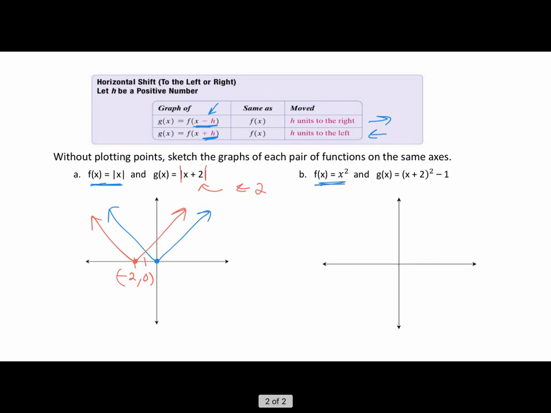For b, x squared, so that's that basic parabola shape. It's 0, 0. And g of x, we've got a couple of different shiftings here. So inside that square function, we have plus 2, so that's going to do the opposite. That's going to go left 2. So left 2 so far. But then outside of that basic function, we have minus 1. So that's a vertical shift, and it does exactly what it says, down 1. So instead of 0, 0, we're going to have negative 2, negative 1 for our starting point, and it has the same basic shape.